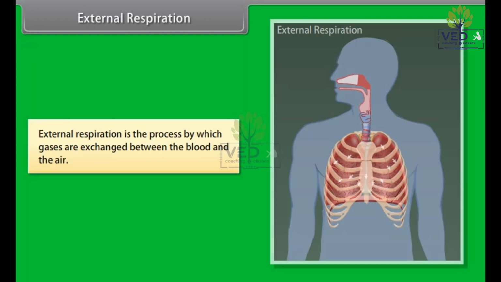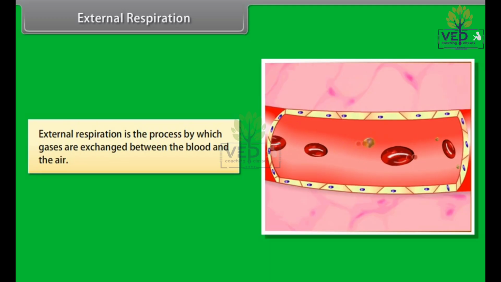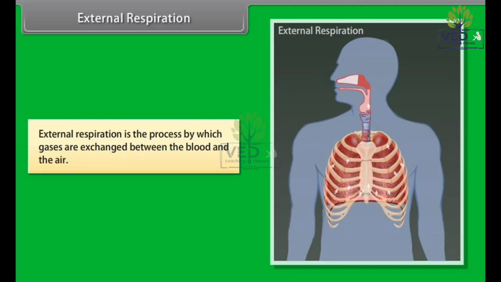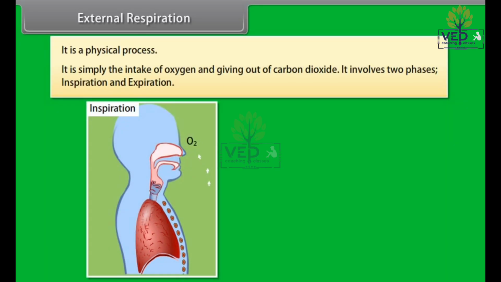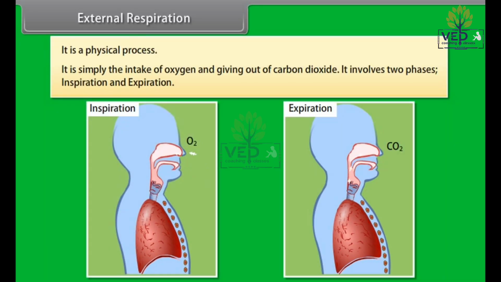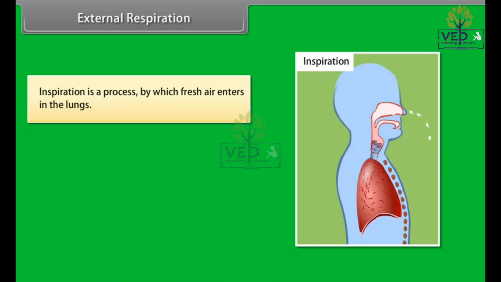External respiration. External respiration is the process by which gases are exchanged between the blood and the air. It is a physical process. It is simply the intake of oxygen and giving out of carbon dioxide. It involves 2 phases: inspiration and expiration. Inspiration is a process by which fresh air enters in the lungs.